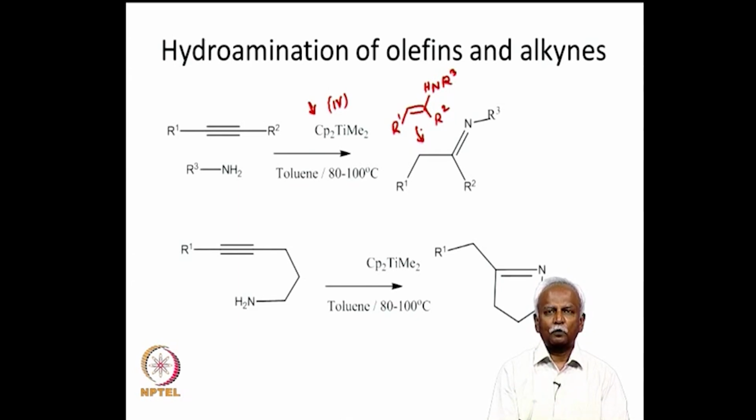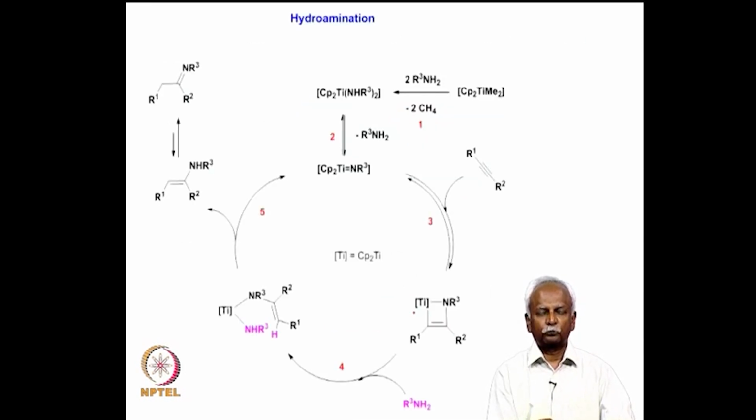So, it turns out that you can also have a cyclic variant, and the cyclic variant is what is listed in the lower half of the slide, and this reaction turns out to be a useful reaction if you want to add an amine to an alkyne. You could do the same thing with an alkene, in which case you will get the saturated variety of this molecule. So, let us just take a look at the hydroamination reaction.